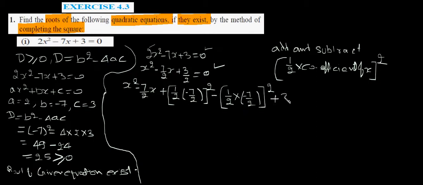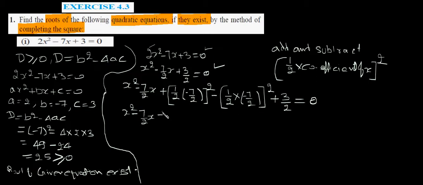Then plus 3 by 2 was already there, and I will equate this equation to 0. If you see, this equation is unaffected. I have added the same term and I have subtracted the same term. So now I will get x square minus 7 by 2x. So this will be 7 square, minus 7 square is 49. 2 into 2 is 4, 4 square is 16.